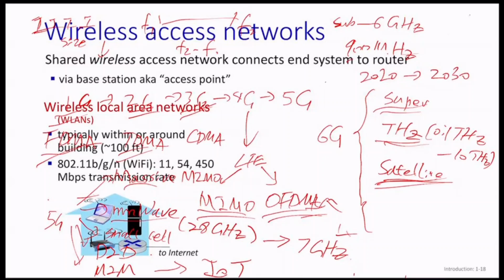What else? For 6G, we also consider AI. We need to make the internet smarter, more intelligent.